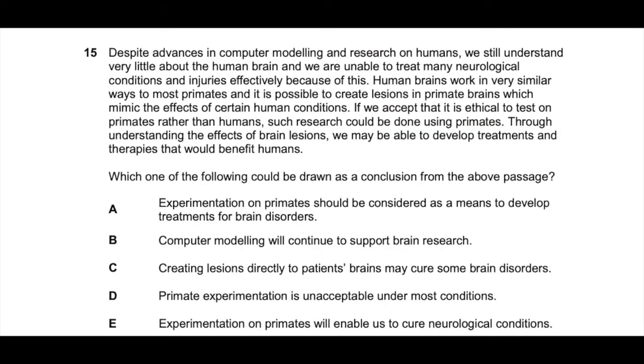Question 15. Despite advances in computer modeling and research on humans, we still understand very little about the human brain, and we are unable to treat many neurological conditions and injuries effectively because of this. Human brains work in very similar ways to most primates, and it is possible to create lesions in primate brains which mimic the effects of certain human conditions. If we accept that it is ethical to test on primates rather than humans, such research could be done using primates. Through understanding the effects of brain lesions, we may be able to develop treatments and therapies that would benefit humans. Which one of the following could be drawn as a conclusion from the above passage?